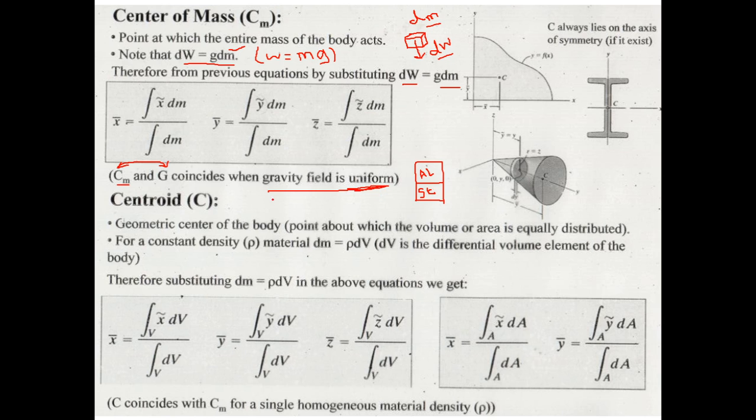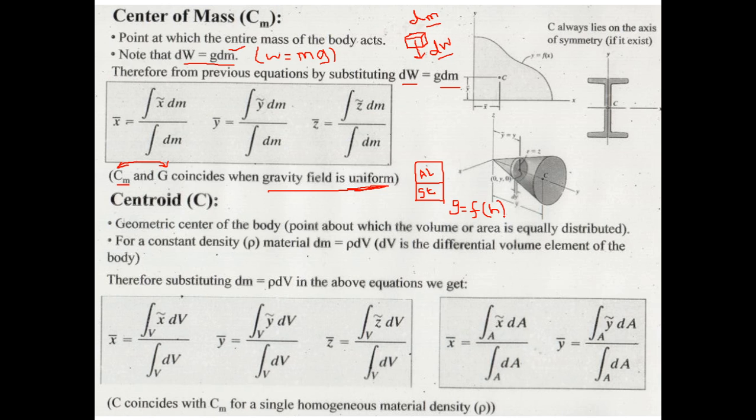So it is true that center of mass and center of gravity will coincide as long as the material is placed in a uniform gravitational field. They will only be different if g is actually changing, if g is some kind of a function of, let's say, the height h.